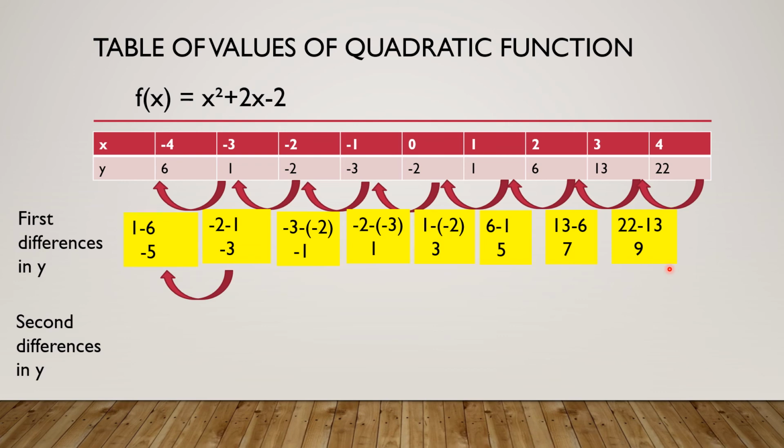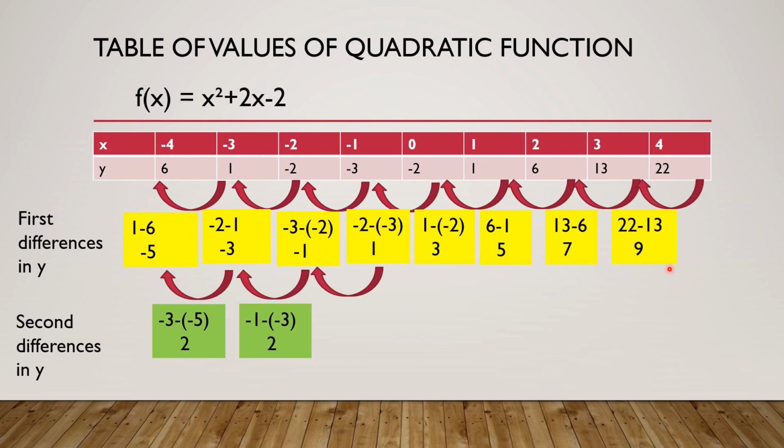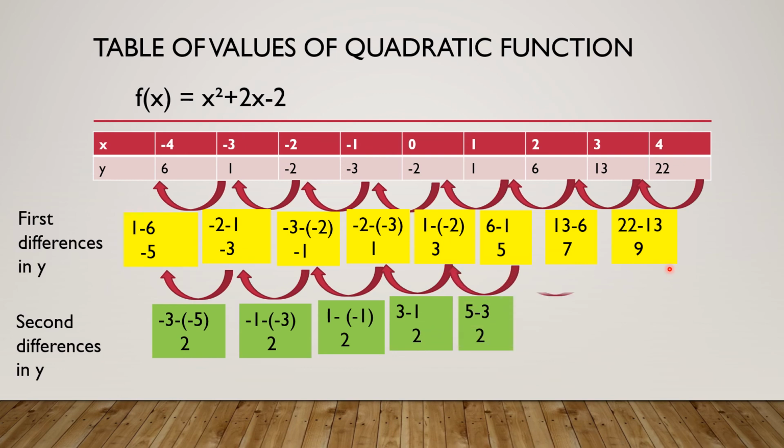So, ayan, negative 3 minus negative 5, the answer is 2. And then we have negative 1 minus negative 3, that is 2. Okay, here, same 2. Now, so again, pare-pareho again na 2 ang kanilang second differences.